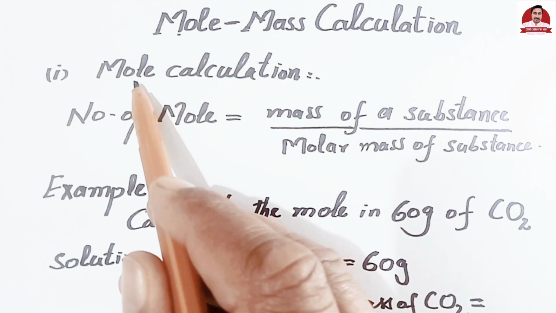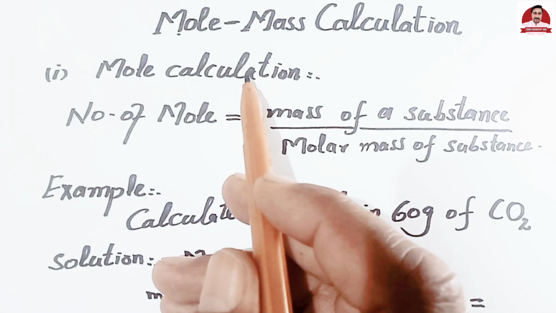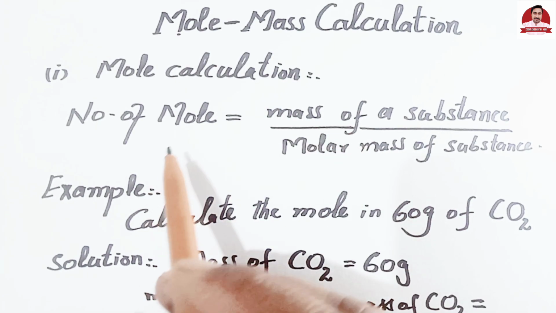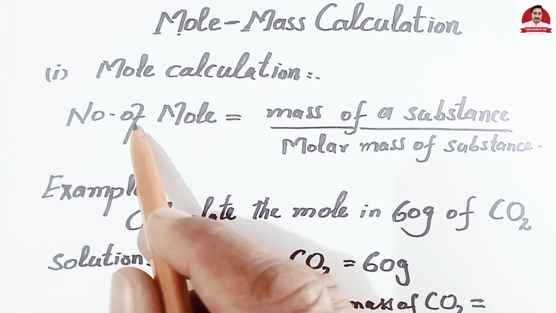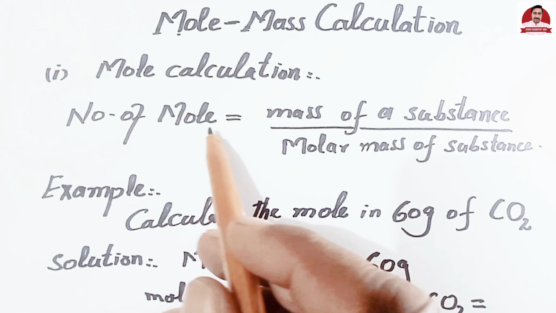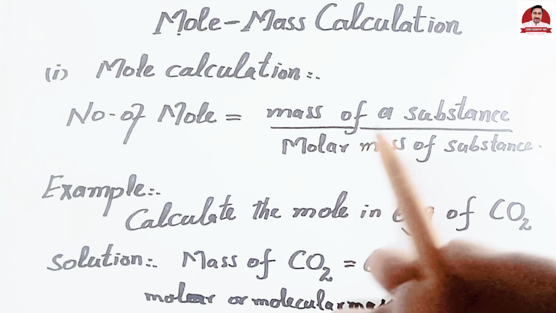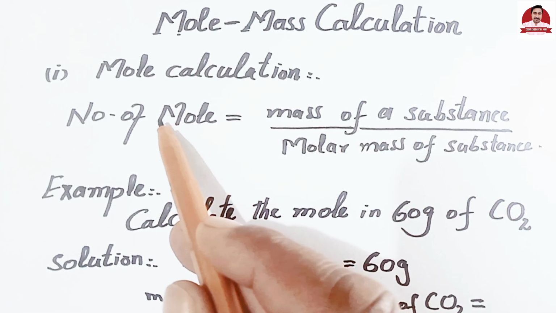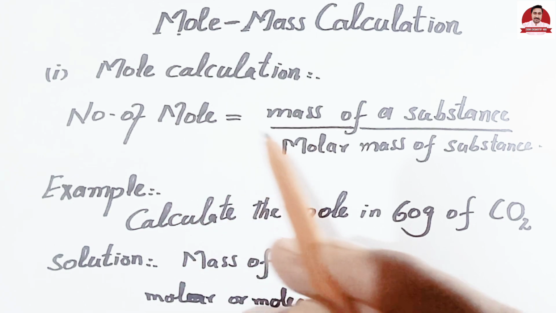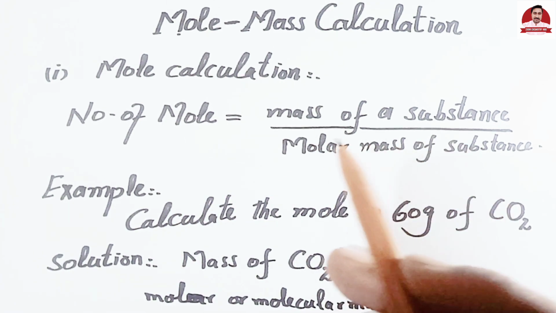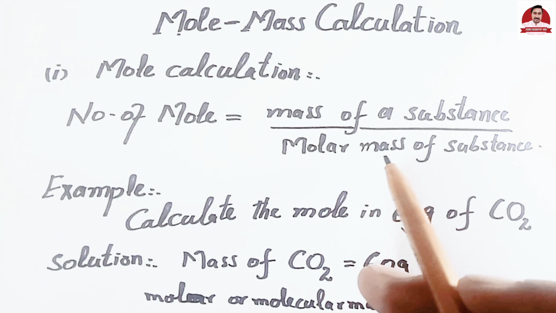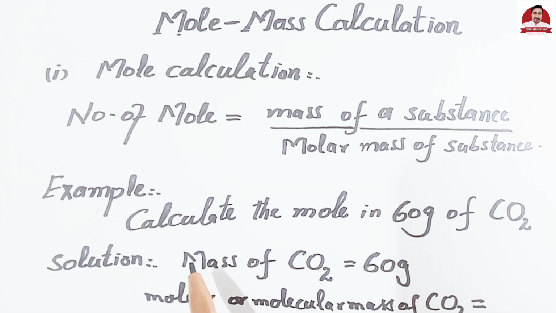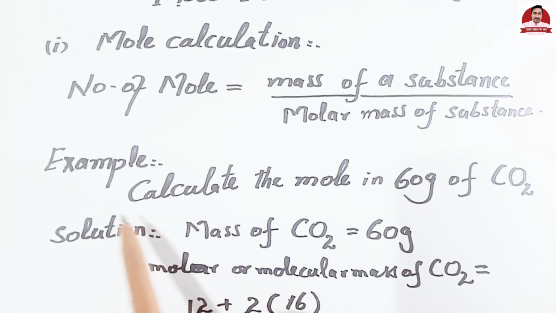First of all, we calculate the number of moles if we are given the mass. By this formula we can calculate the number of moles if we have the mass of a substance. So number of moles is equal to mass of a substance divided by molar or molecular mass of that substance. Let's take an example.